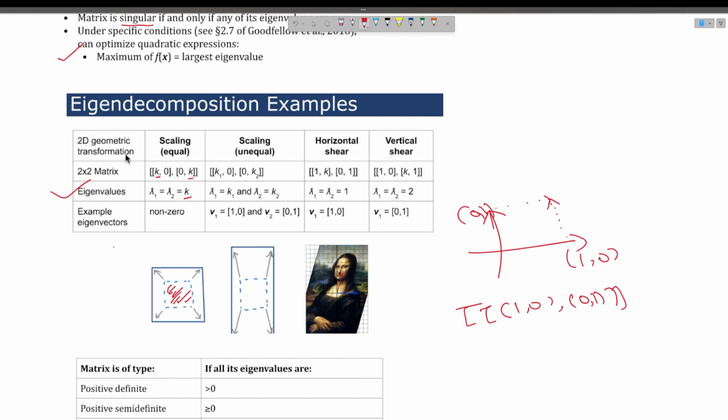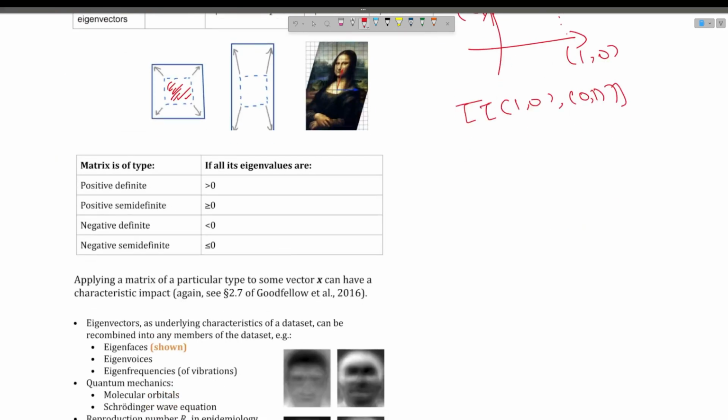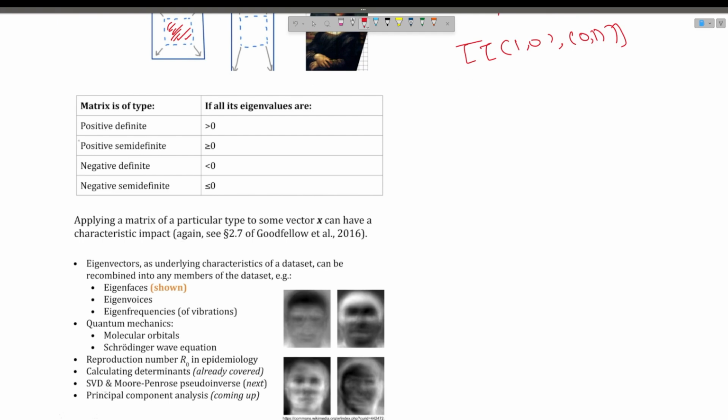Okay, but there is another concept which is matrix type. If all of its eigenvalues are greater than 0, that means positive, we call the matrix positive definite. If all of its eigenvalues are 0 or greater than 0, it's positive semi-definite, and then there are negative definite and negative semi-definite.